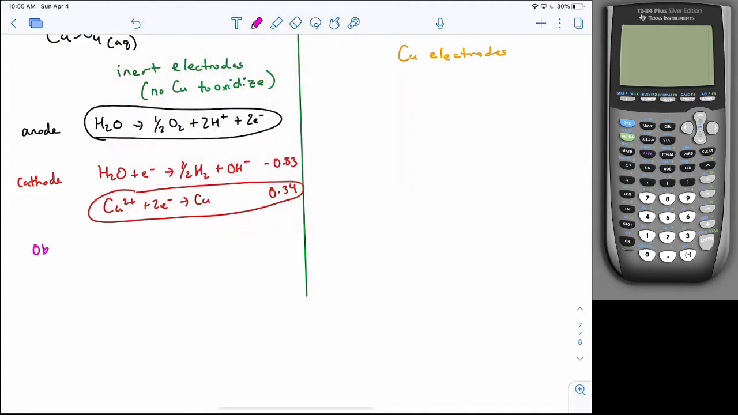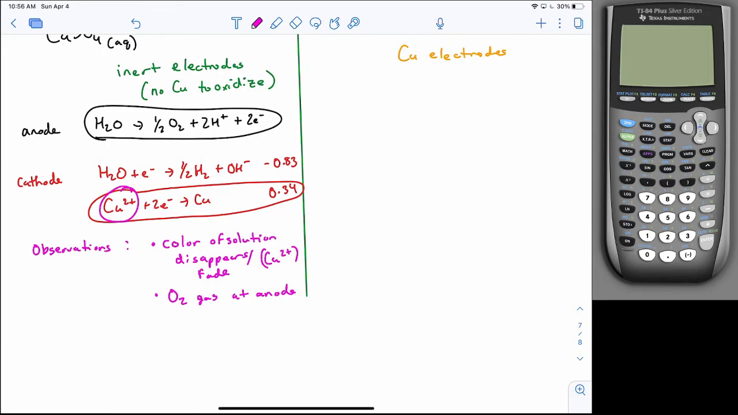So when you look at observations, you're going to see a couple things. The color of the solution disappears, or fades, I should say, because the copper is what is creating that colored solution. As the copper plates, it's no longer in solution, so the color will fade and get lighter. You'll also see O2 gas at the anode, and the anode will get slightly acidic as well. And you'll see copper plate on the cathode.